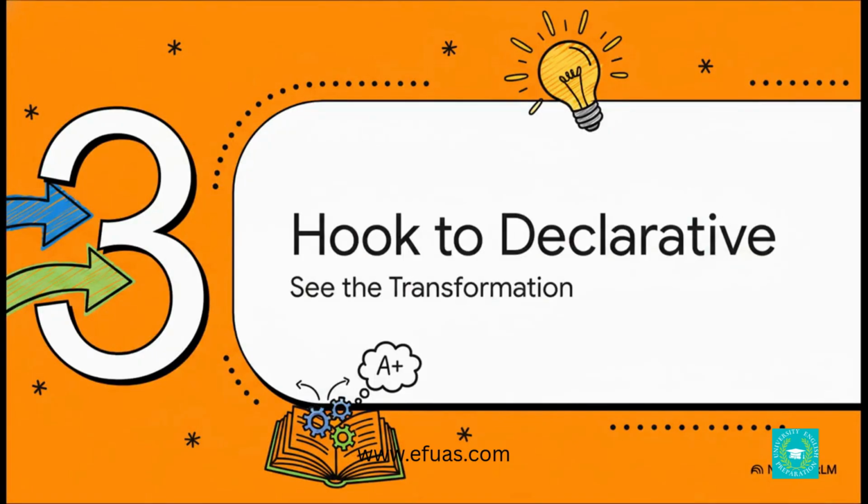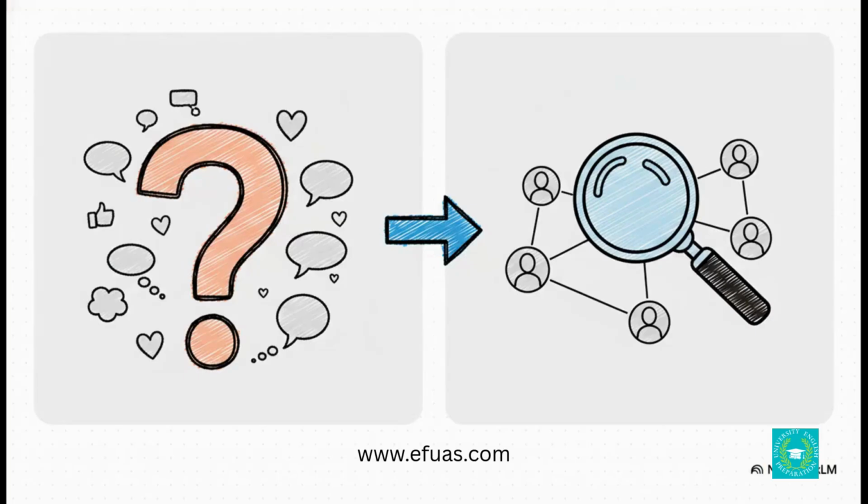All right, enough with the theory, right? Let's get practical. In this next part, we're going to take some of those typical hook-style openings and actually transform them into strong, academic declarative sentences. This is where it's all going to click. Okay, let's look at our first example on the topic of social media.